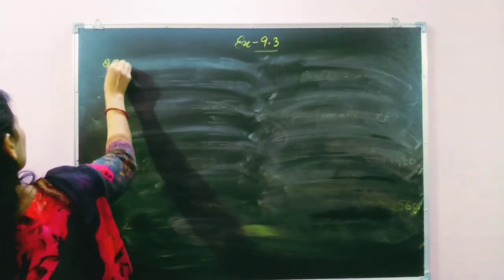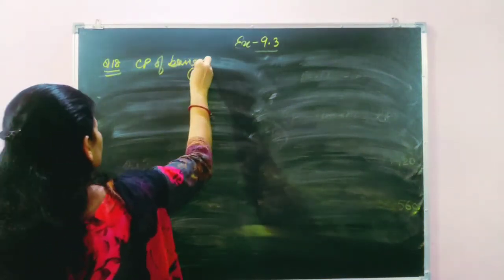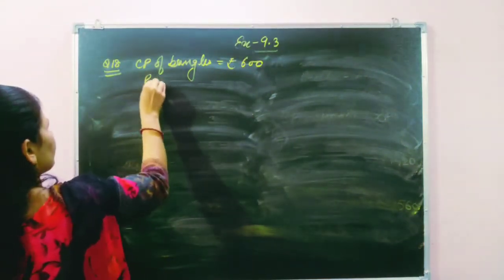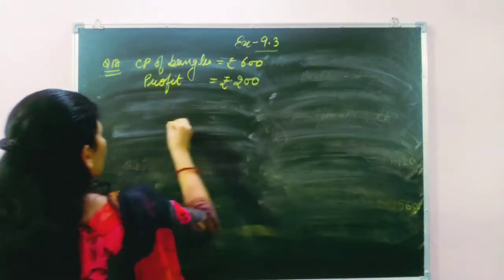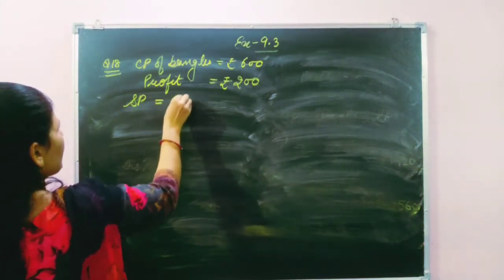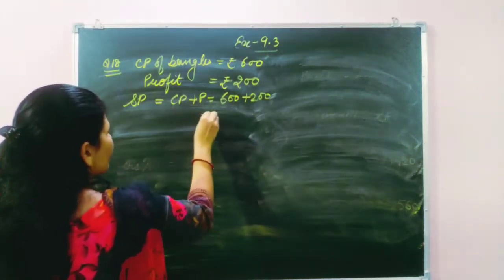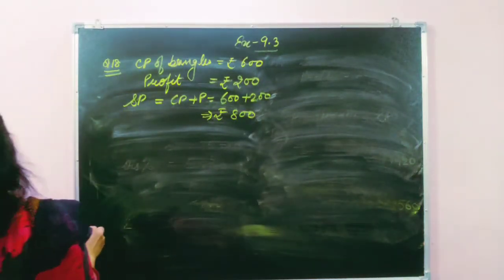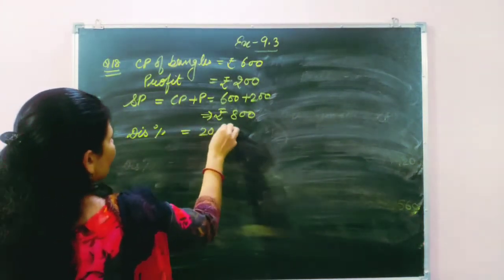So first, question number 18. The cost price of the bangles is rupees 600. Profit is rupees 200. Then the selling price is CP plus profit, that means 600 plus 200. Now the selling price is rupees 800. Then they have given the discount, which is 20%. So can we find the mark price?